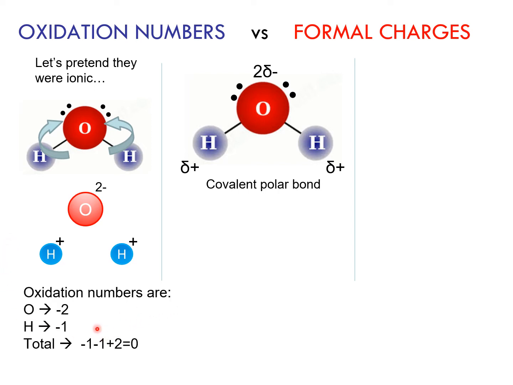So the oxidation numbers would be -2 for the oxygen, +1 for the hydrogen, and when you put them all together, you get the same charge that you have on the molecule as a whole. This is a neutral molecule, so the overall charge of the molecule is 0, and in fact, -2 plus 1 plus 1 is giving you 0. Okay, so that's how we calculate oxidation number, pretending everything is ionic, even for those molecules in which there is no ionic bond. What about formal charges?